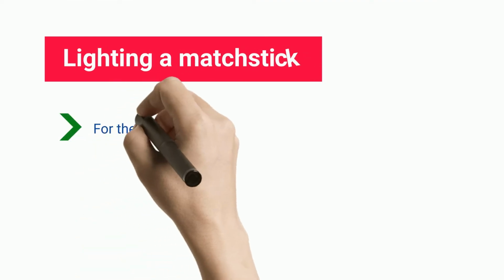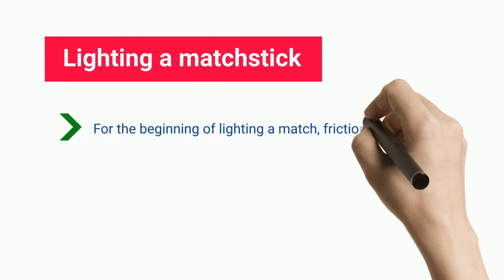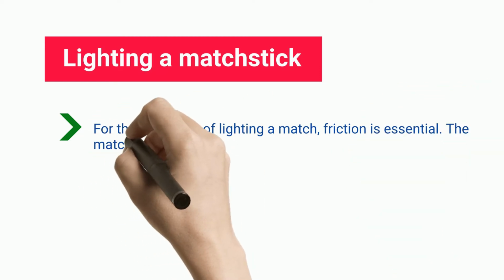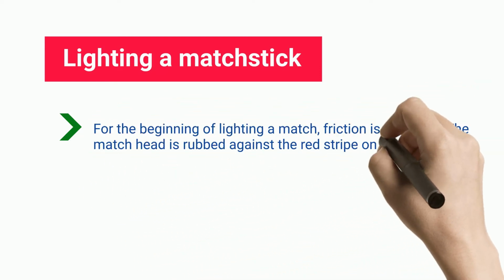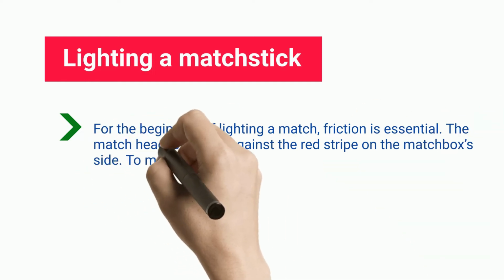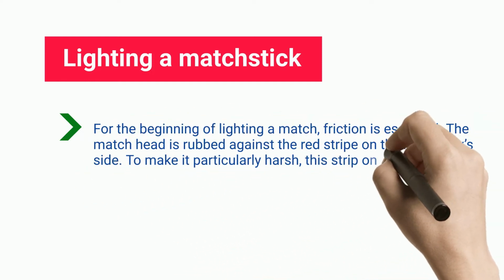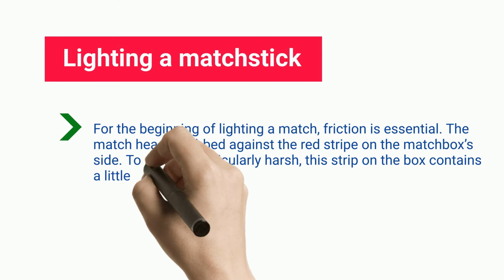Lighting a matchstick. For the beginning of lighting a match, friction is essential. The match head is rubbed against the red stripe on the matchbox's side. To make it particularly harsh, this strip on the box contains a little crushed glass.